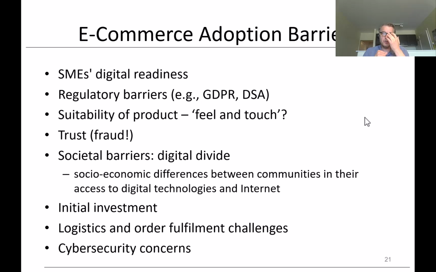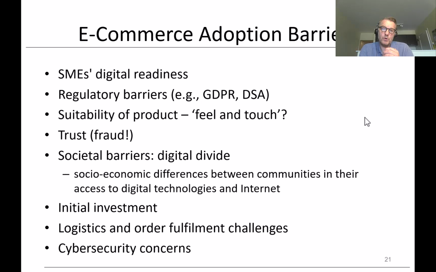Sometimes there are trust issues, because as soon as you start engaging in the online world, you become vulnerable to fraud. There could be societal barriers, definitely in developing countries, where we still see a lot of socioeconomic differences between communities in their access to digital technologies and internet. For example, in Africa, we see that this is still a very important issue to go online.